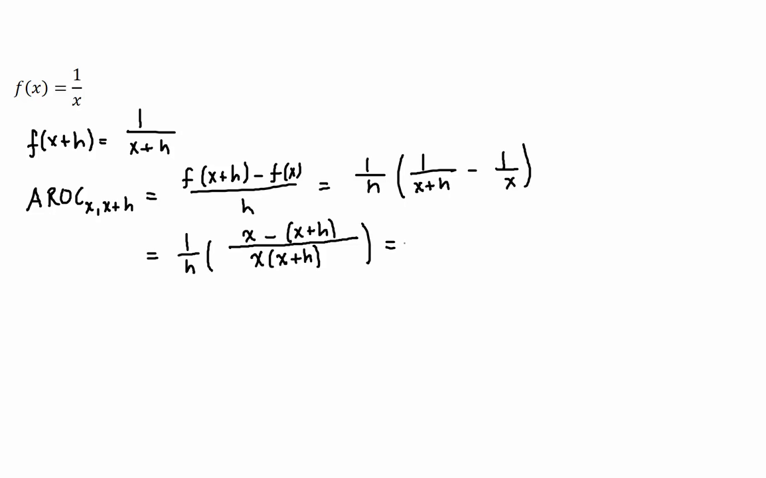And in that case, we get 1 over h times x minus x is going to be 0, minus h is going to be negative h. So just distributing the negative and operating. And then x times x plus h. And now you have this negative h that is multiplying everything and an h that is dividing everything. So you just have a negative 1 coming out. You can put it outside. And that gives you your difference quotient.